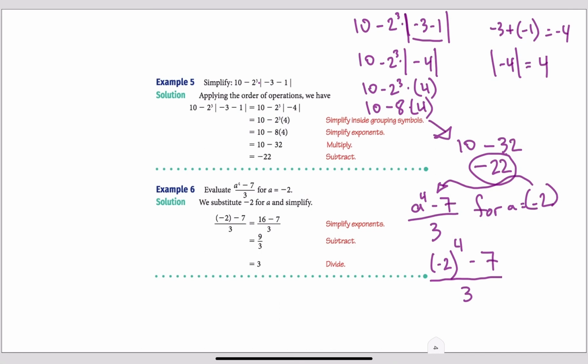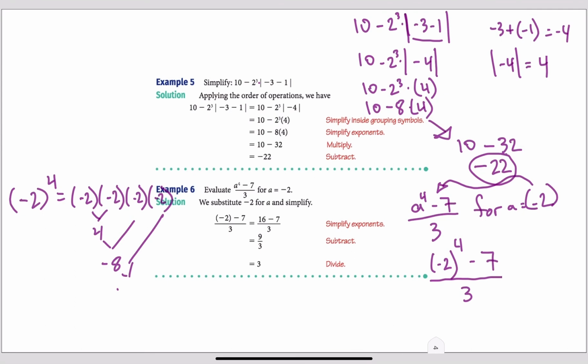So this is negative 2 to the 4th power, which is negative 2 times negative 2 times negative 2 times negative 2. So that's 4 times another negative 2. It's negative 8 times another negative 2 is positive 16. So this is going to be 16 minus 7 over 3. 16 minus 7 is 9 over 3. Now I can divide, and it goes in evenly.